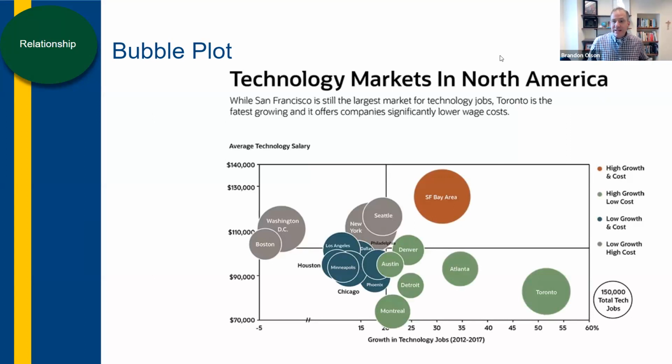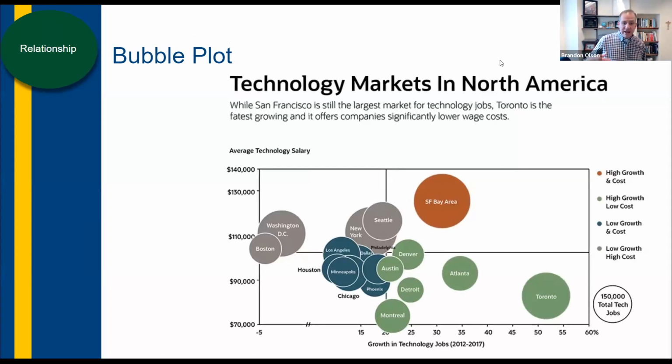So we can take a look at technology markets, where the x-axis is growth and the y-axis is salary, so that we can look at high cost versus high growth, and categorize them. And then the relative size of each of these markets is represented by the size of the bubble. So we can place our bubbles across a y and x-axis to show this relationship, but the size of the dot, so to speak, provides an additional variable that we can include in our measure.